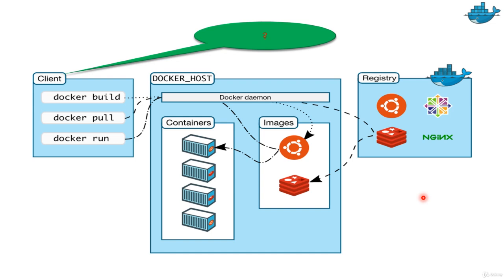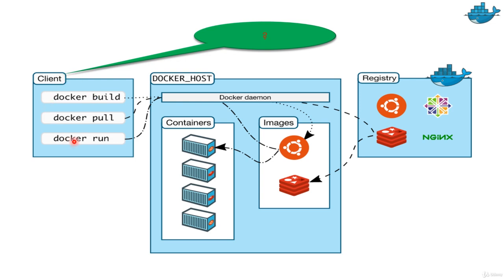So the Docker client will interact with the Docker registry, Docker containers, and Docker images with the help of a Docker daemon, followed by a REST API. At a high level, we can perform commands like docker build, docker pull, and docker run. This list is not limited; we have a number of other commands as well.